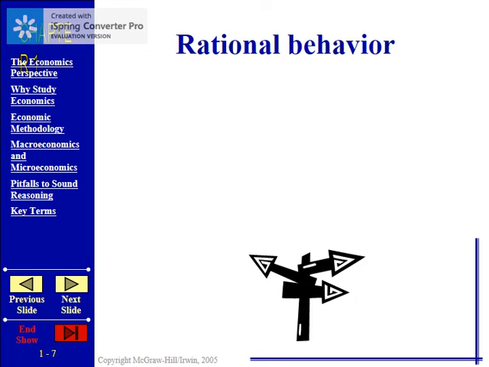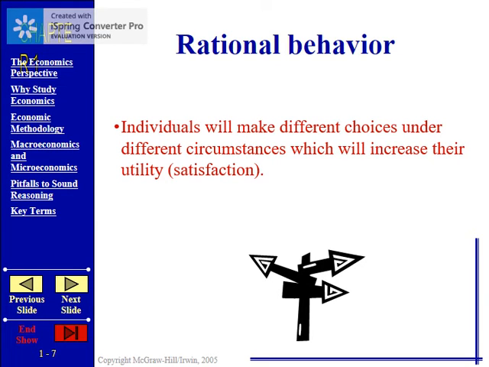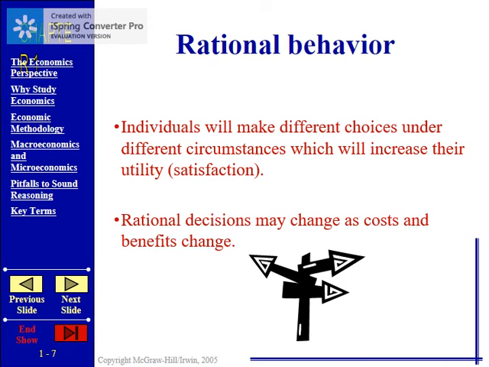Rational behavior. We also assume that we're rational. We will make different choices under different circumstances, which increase our utility. Simply put, someone wants to make a pizza. The other person decides to make a hamburger. They've got the same time, they have the same resources in the refrigerator, or the same grill, the capital to produce, or a stove, and they make different choices.